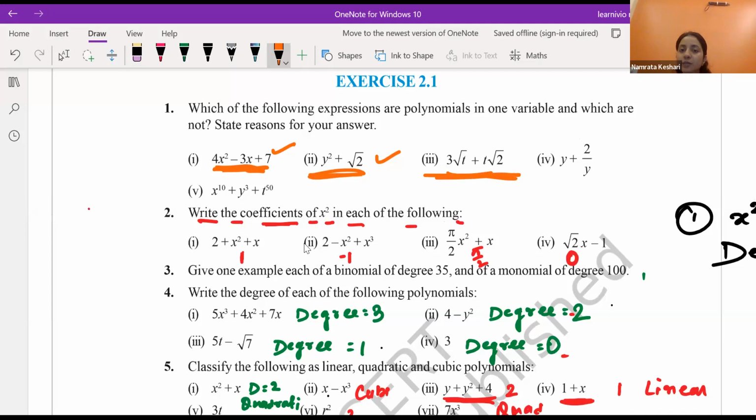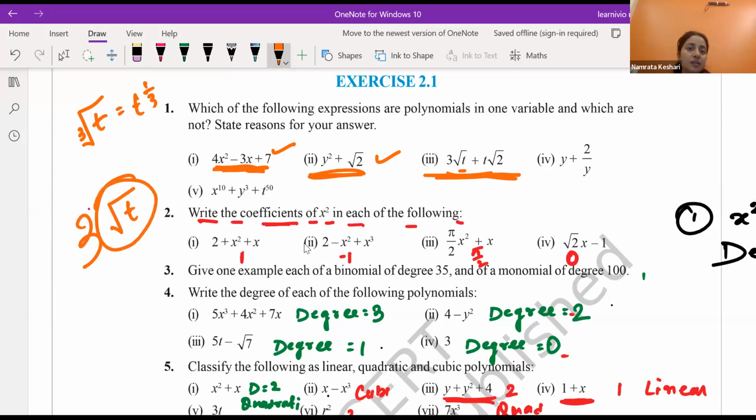This root t can be written as t to the power 1 by 2, and 1/3 times it, because this 3 is multiplied. There are two types of cases. If I write a teeny tiny 3 like this, then this will be t to the power 1 by 3. And if I write a bigger 3, a huge 3, like this, then root t, that means square root is there, and 3 is multiplied with that, right?